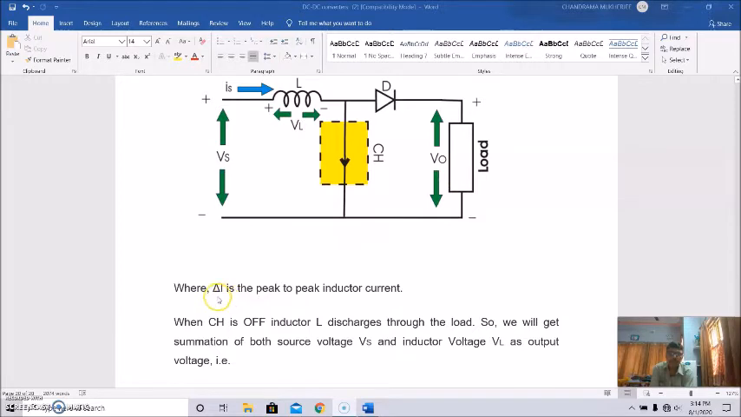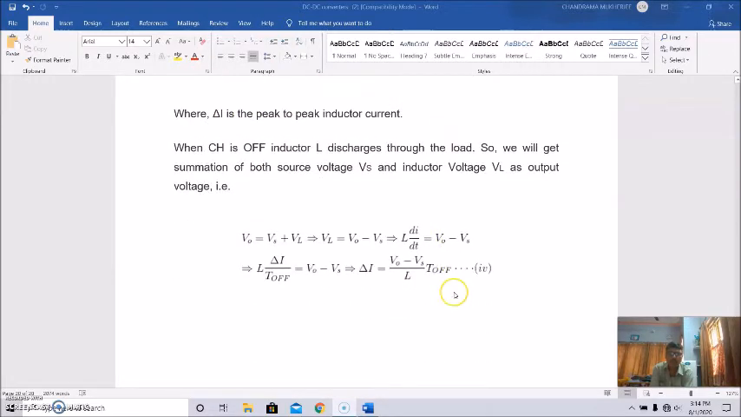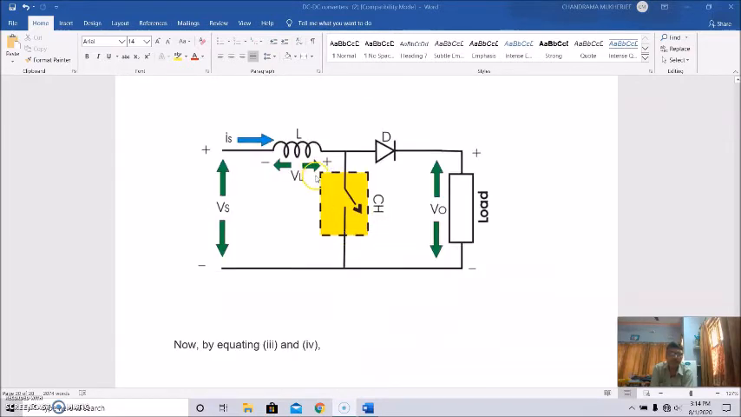This is the peak to peak inductor current. Now when the chopper is off, what will happen? Current will no longer flow in this path, because this path is broken. The inductor was fully charged, with this the positive polarity and this the negative polarity during charging. Now, when no current is flowing, it will change the polarity and allow the current to flow through this diode and the load to complete the path. As a result, the current will decrease, dissipating through this load.